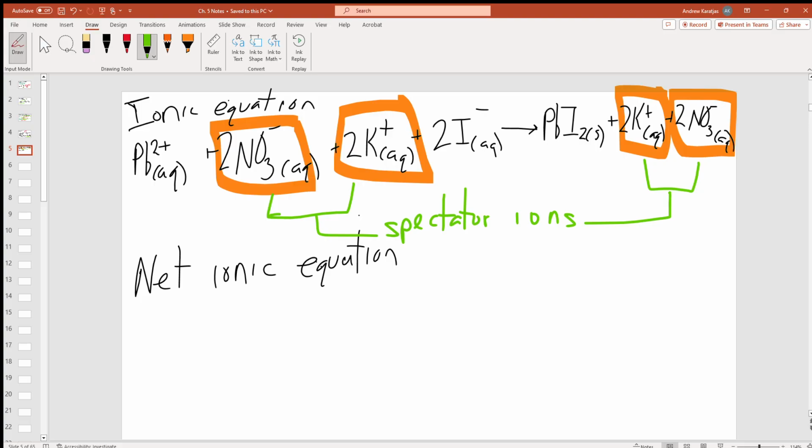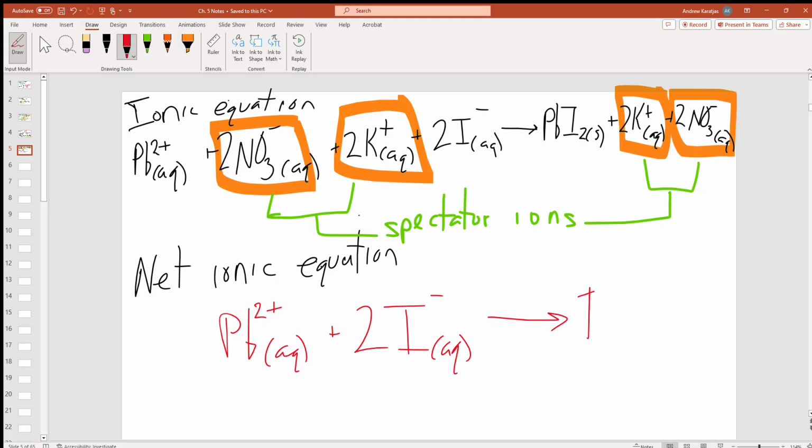So the net ionic is just whatever is left over. Because if something is on both sides of the equation, just like with a math equation, we can cancel it out. And so what we're left with now is lead 2 plus aqueous plus our 2 iodide ions react to form lead iodide solid.